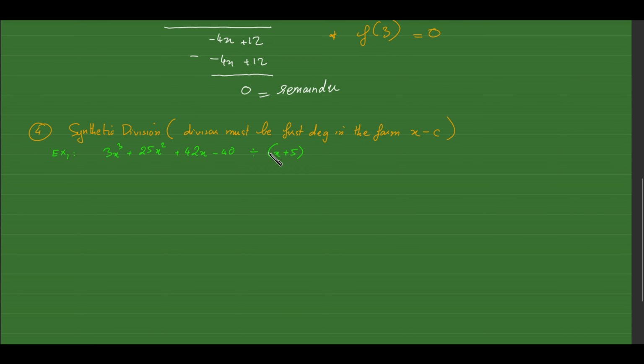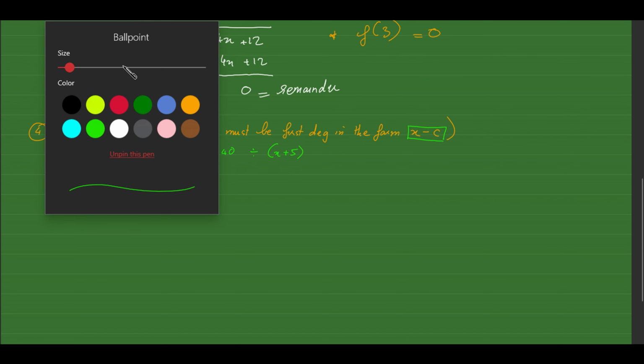So the divisor must be this in order to do synthetic division. If it's not in this form, then we cannot do synthetic division. You can do the long division, the one we already learned in the first 3 examples, but you cannot do synthetic division. Long division is popular because it's powerful, it works all the time. But for synthetic division, you can only divide by x minus c. Now let's start with our example right here.